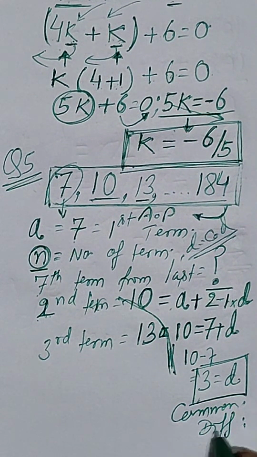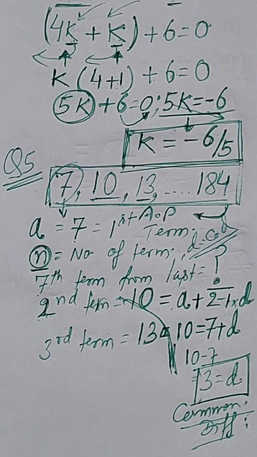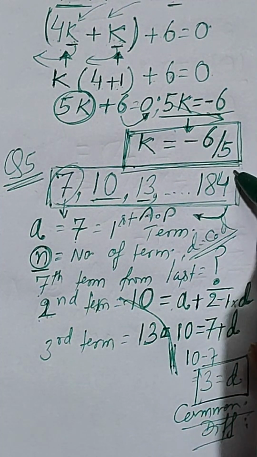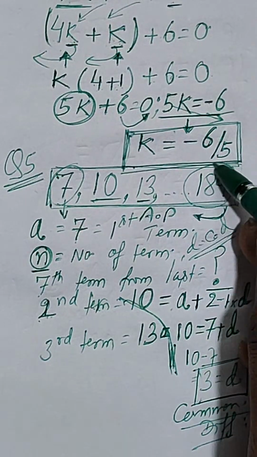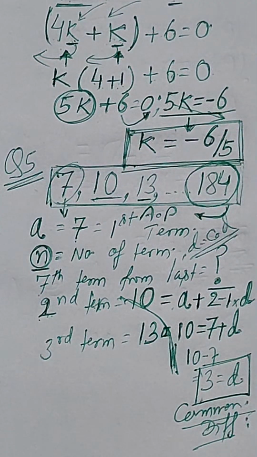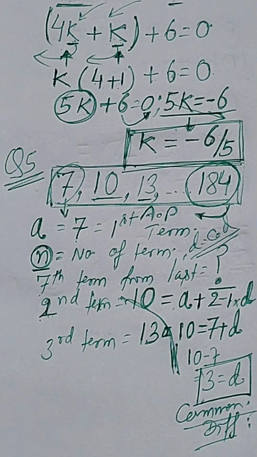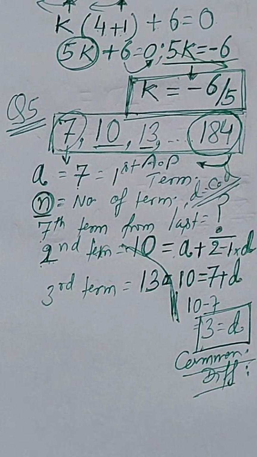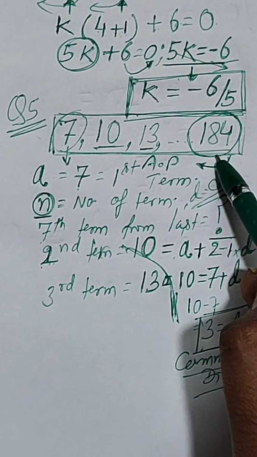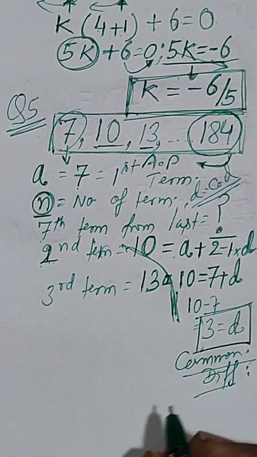Difference. So we have calculated the value of d. Now the total number of terms in this AP can be calculated with this 184, right? Yes, your answer d equal to 3 is right, Rambhakt. And yes, let us see the last term. The last term was 184, right?